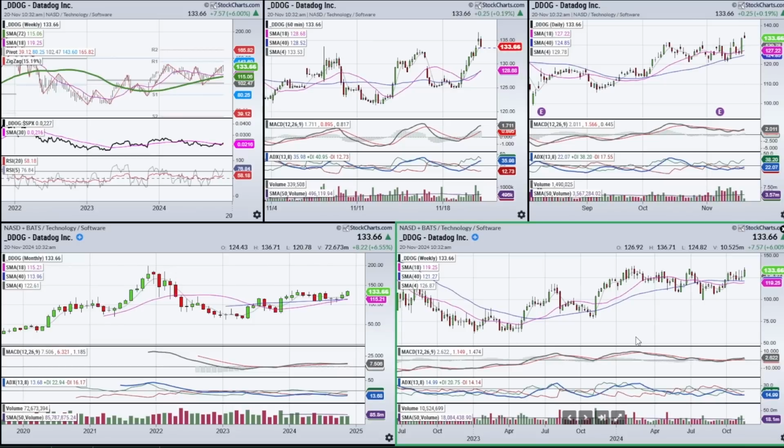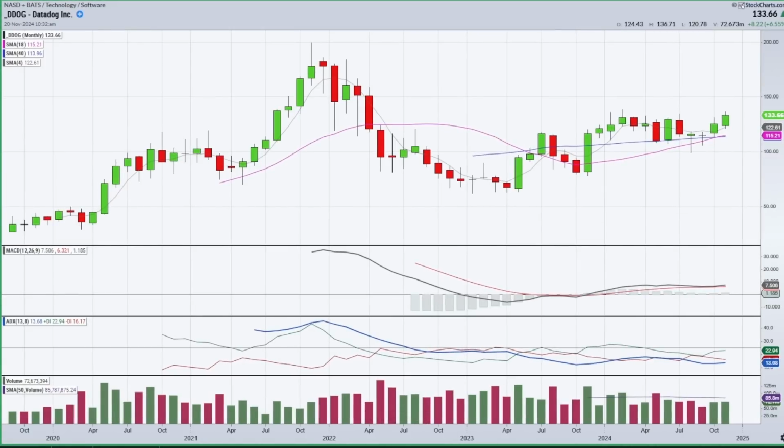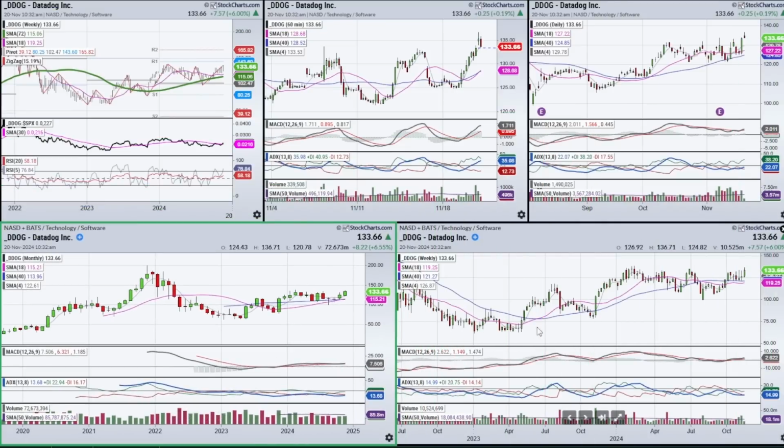Okay, so we've got this DDOG where on the monthly chart, we make a move up and we pull back and hold the 18-month line. All right, so we held it back here, but it was still declining. Now we're getting a pullback and this line is rising. The MACD is actually holding its signal line. All right, but we don't have any strength yet.